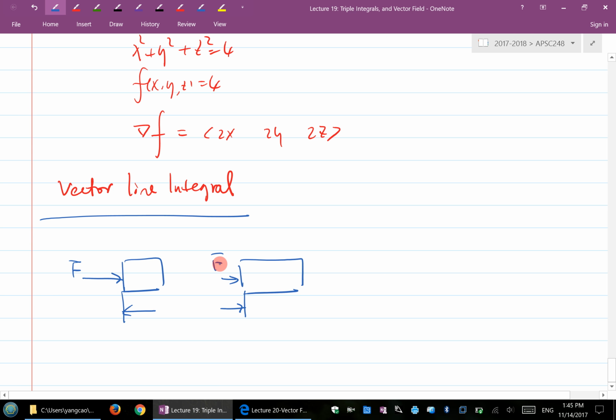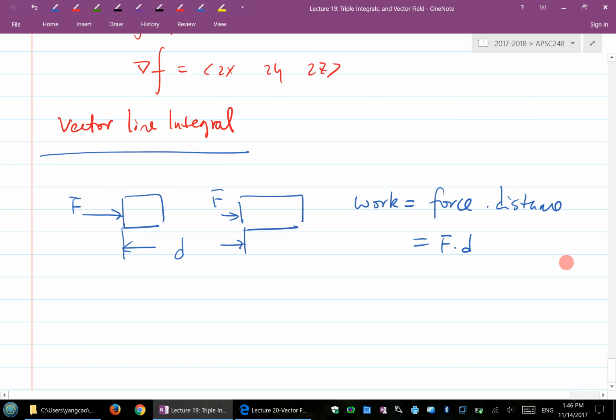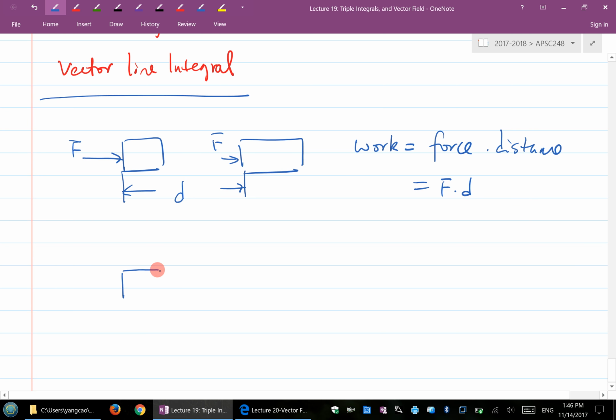Okay, so let's say that you're learning physics. You're going to push this block by applying a horizontal force, and push it by a distance of d. So then you learned, how much work did you do? It's force times distance, or F times d. Simple. This is how you learned in high school.